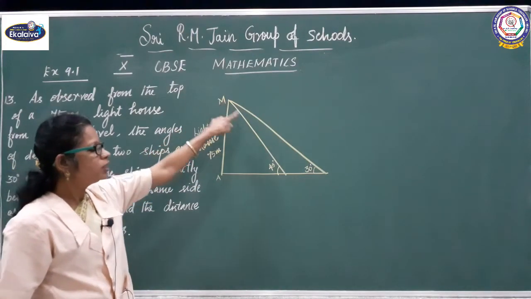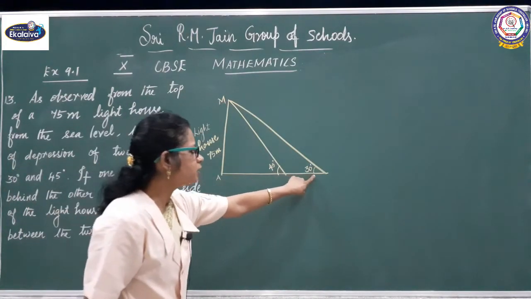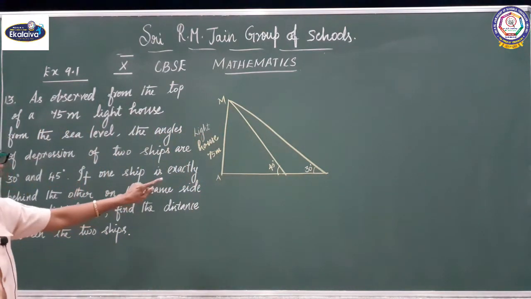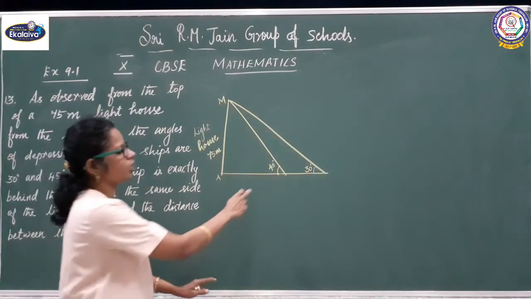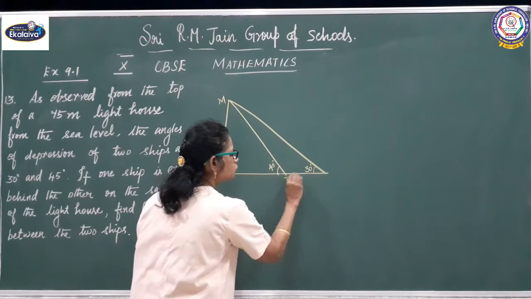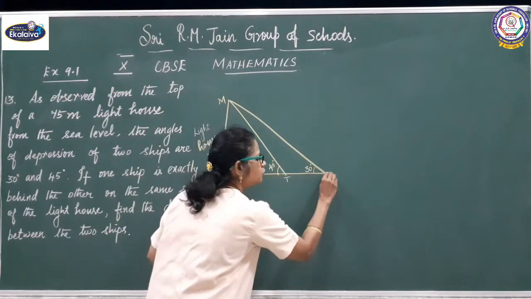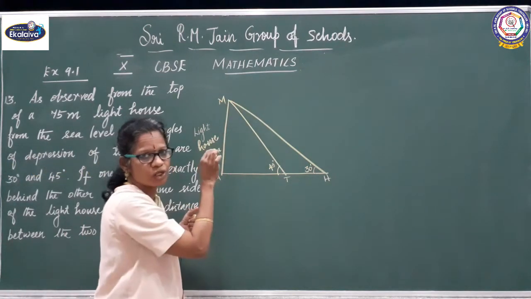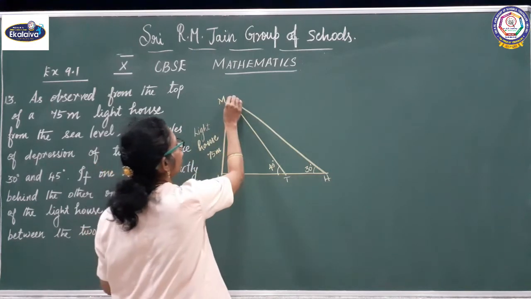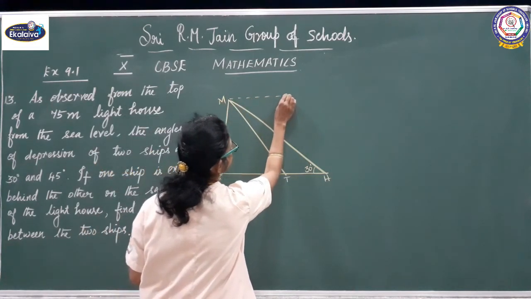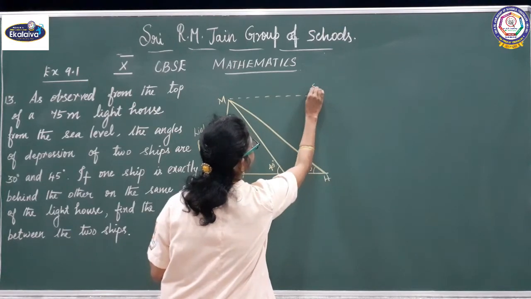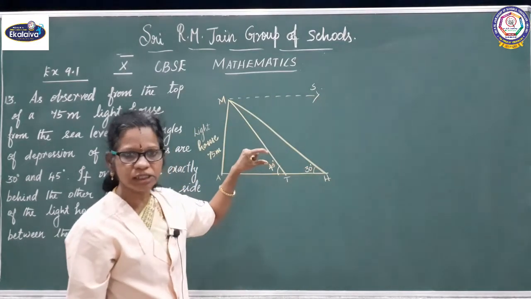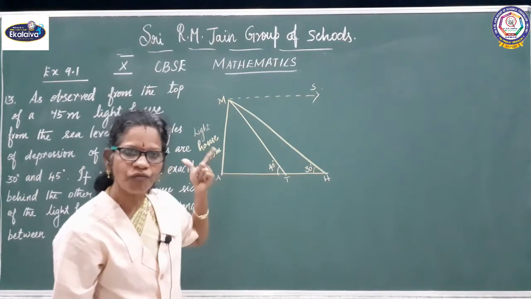You are viewing the object, that is ship. One is 30 degree, another one is 45 degree. They said if one ship is exactly behind the other on the same side. So, this is T is one ship, H is another ship, right? Now, you have to angle of depression, no? So, we need horizontal line. Below the horizontal line and the line of sight, the angle is appeared. That is called it as angle of depression.